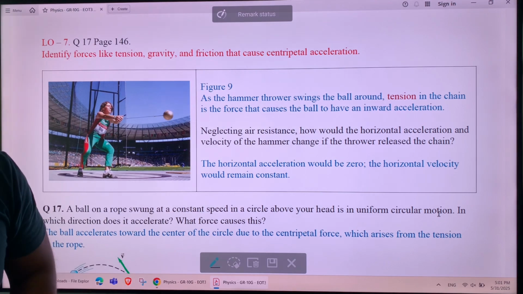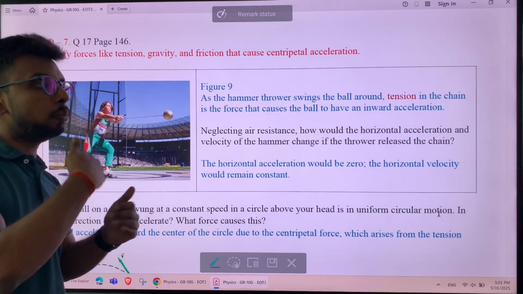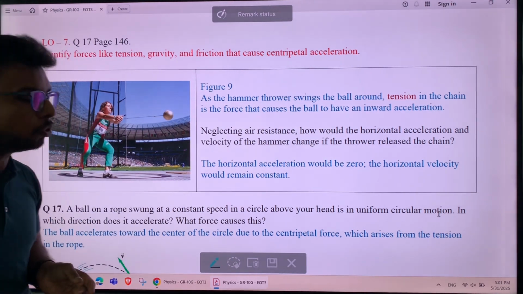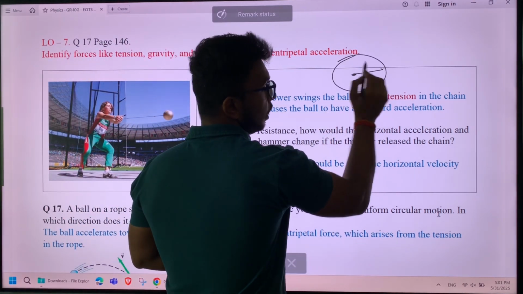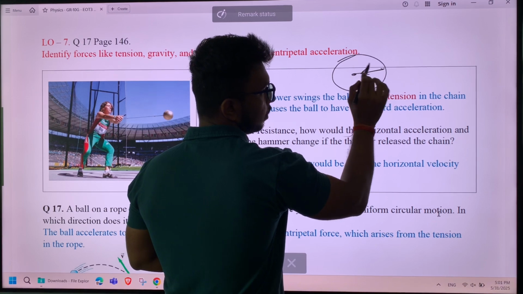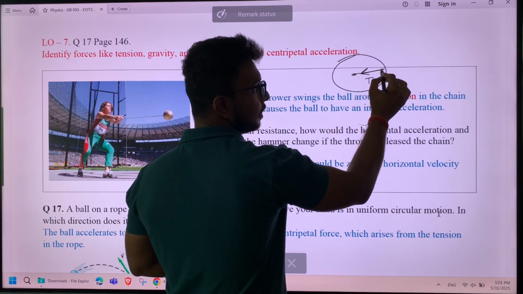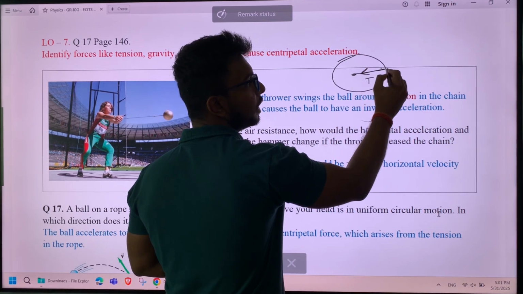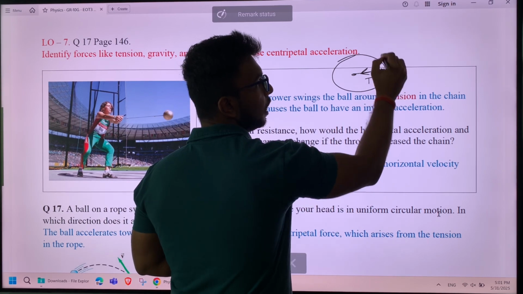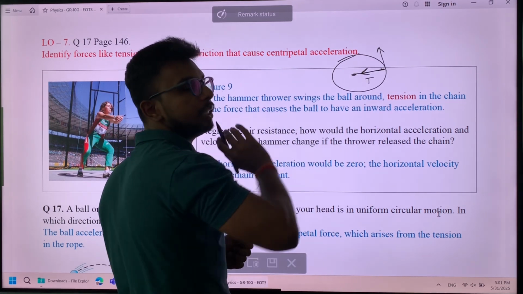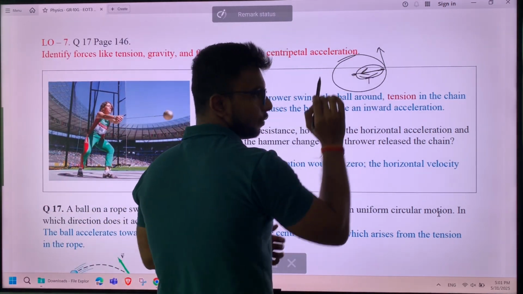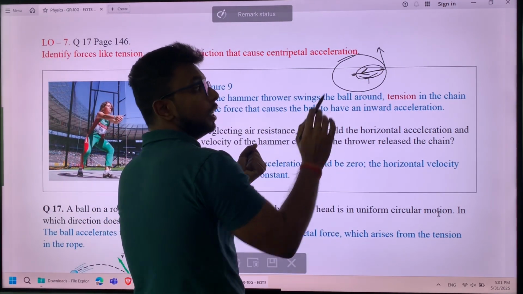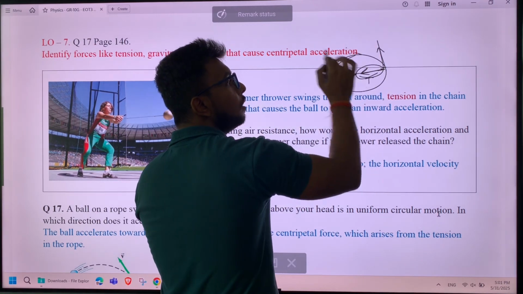If anything is rotating or moving in a circular motion, there has to be a force acting towards the center. In this situation, it was the wire. So there was a force towards the center provided by the wire, which is what we call tension. And because of that, the object is able to move in the circular path. If this force is not strong enough to bring the object close, then what would happen? This object will fly off.